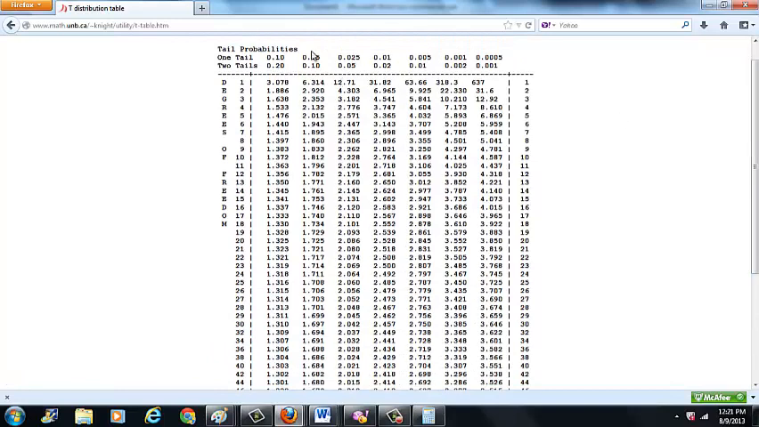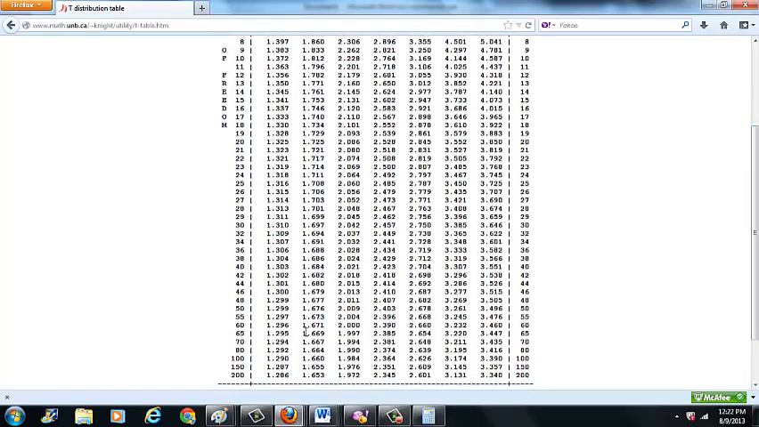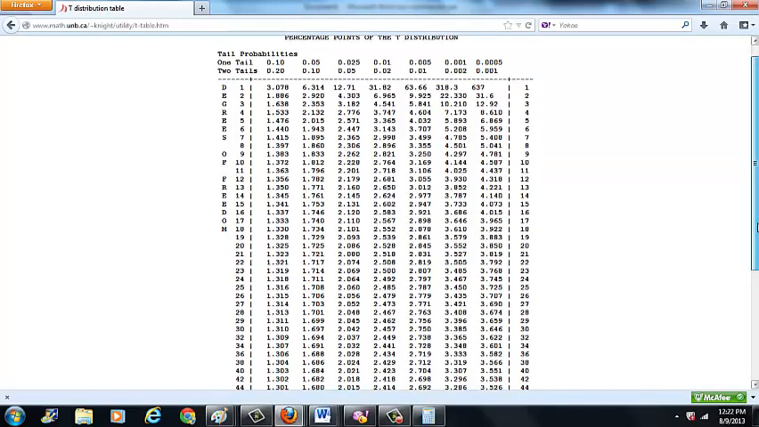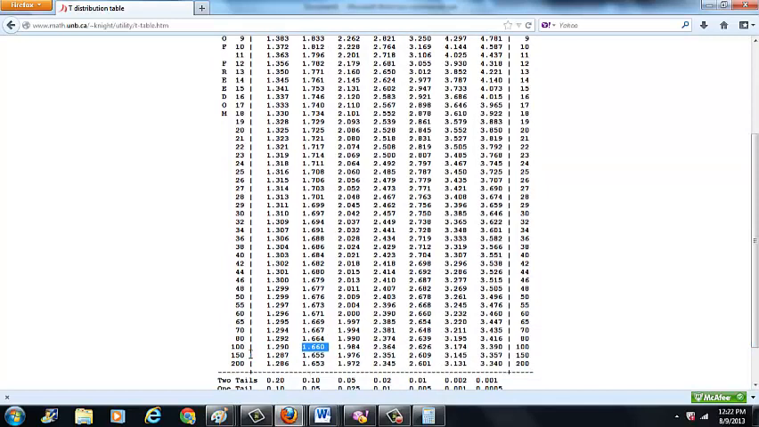We have one tail, 0.05. Let's go down to 100. It's 1.66. One tail, 0.05. And with 99 degrees of freedom, which is close to 100, the critical value is 1.66.